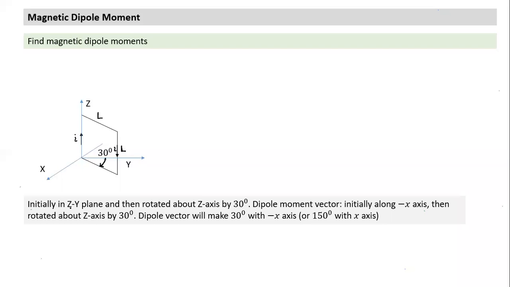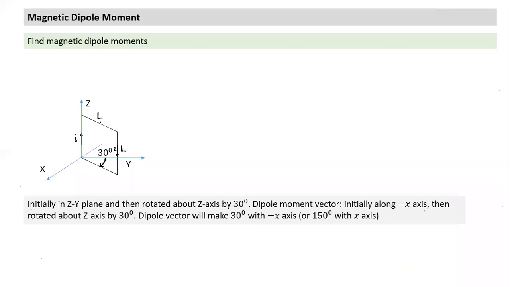So let's look at it. Initially it is in the YZ plane and then rotated about the Z axis by 30 degrees. That's how we can interpret this figure. It is placed in the YZ plane and then rotated. About which axis is it rotated? It's rotated about the Z axis. By how much? By 30 degrees. When it is in the YZ plane, that is simple.